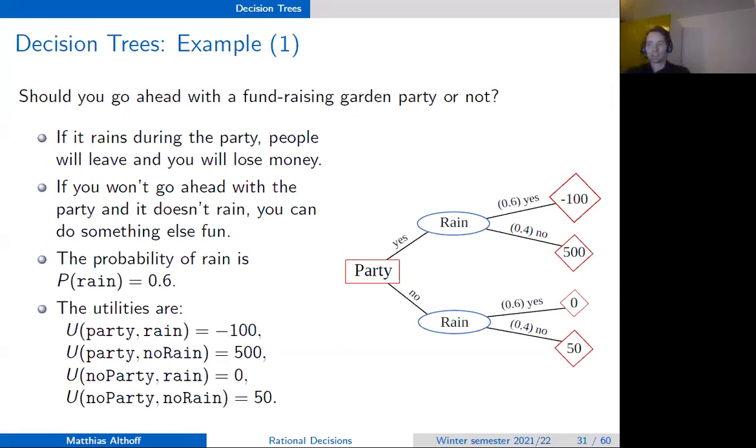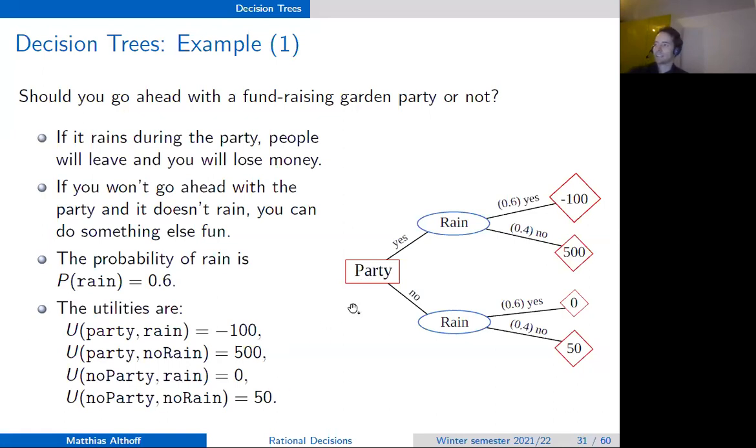So the first one is there is a party and it's raining, then it's -100 because you invested money for the catering, for instance, but nobody shows up. Then you have the party in the no rain case. That's a good utility of 500 because you're doing a lot of good, which makes you very happy. And then you have no party and it's raining. Okay, then you couldn't have done anything else, so that is the utility of 0. And if there's no party and it doesn't rain, as I said, you can do something else fun, which would have a utility of 50.